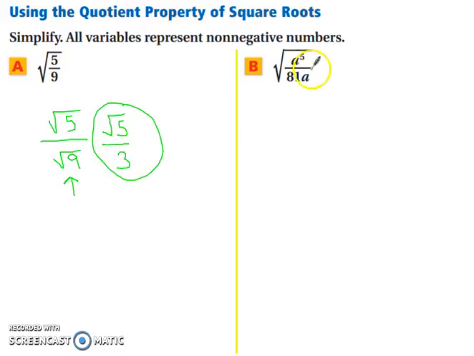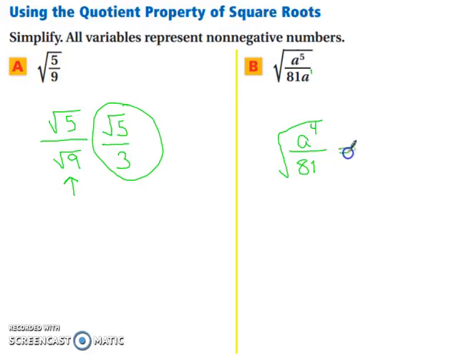So we end up with the square root of 5 divided by 3. Now let's look at b. This one we might want to simplify first. We have a to the 5th, and this is like saying a to the 1st. So using our laws of exponents, we'll end up with a to the 4th over 81. That's still all underneath the radical sign.